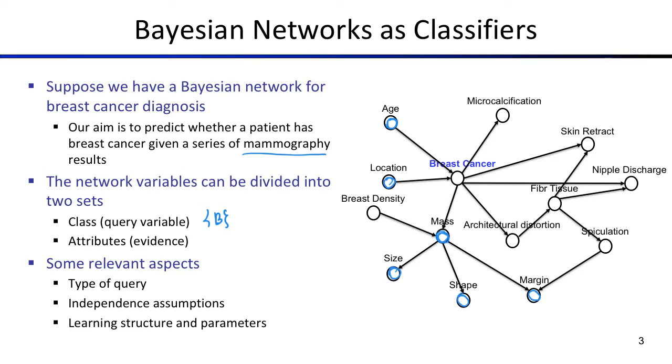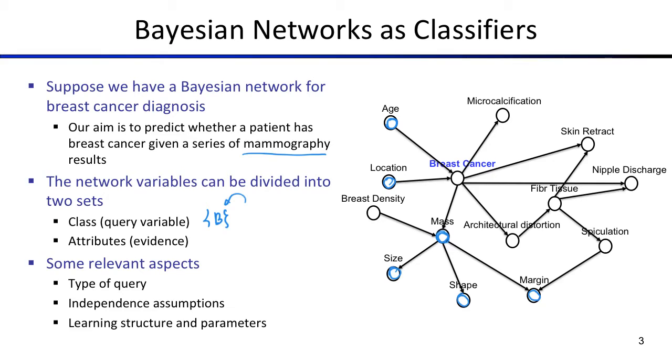And we have the other variables that will be all attributes. And those other variables, the attributes, we're going to use them as evidence for the Bayesian network. So we're going to observe them and use this information as evidence in order to compute the probability of B. So there are a few things that we need to discuss.